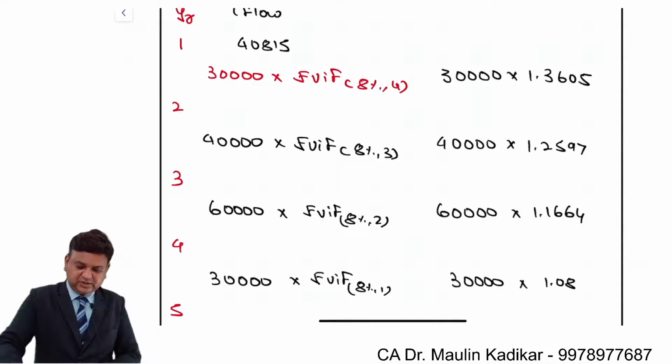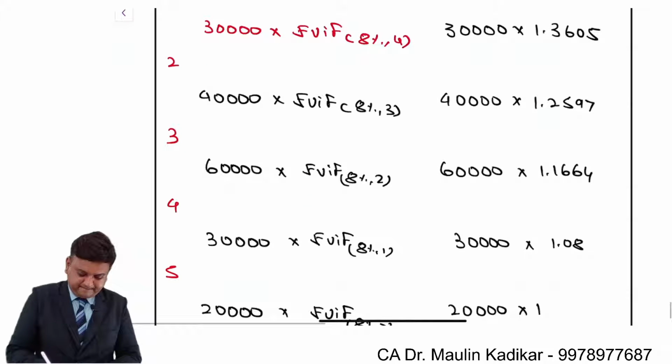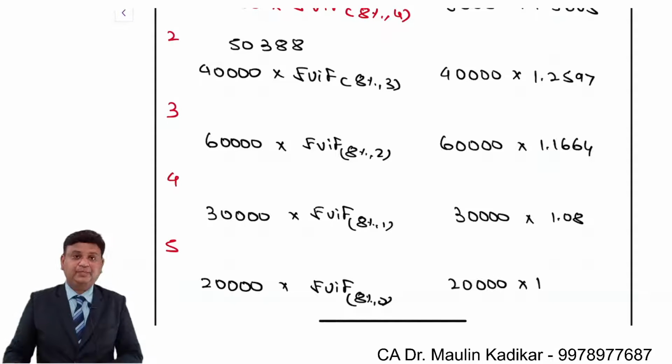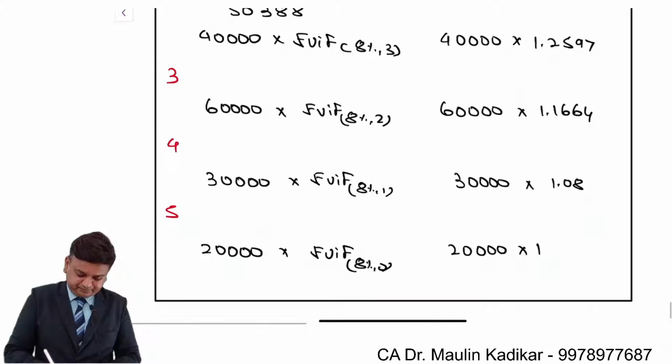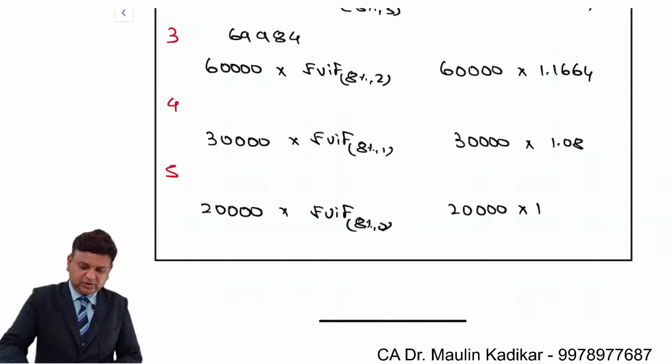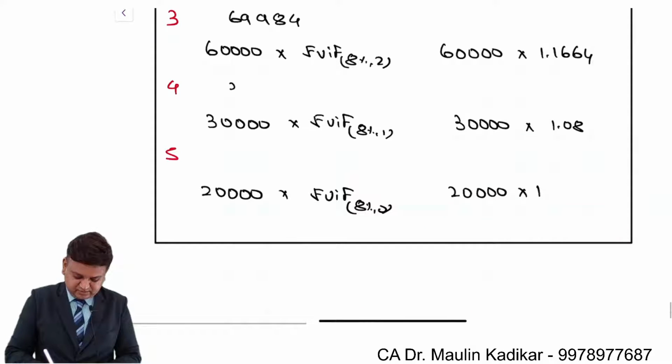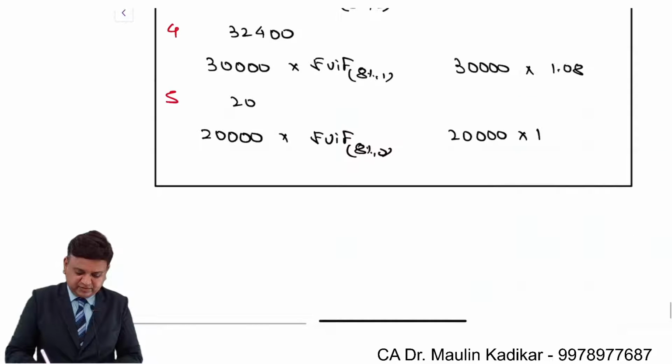So the second year, it is 40,000 into 1.2597. So 50,388. For the third year, 60,000 into 1.1664. So 69,984. $30,000 into 1.08, 32,400. 20,000 into 1 will be 20,000 itself.